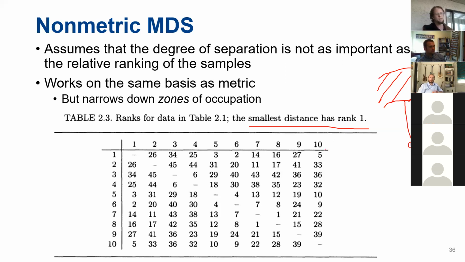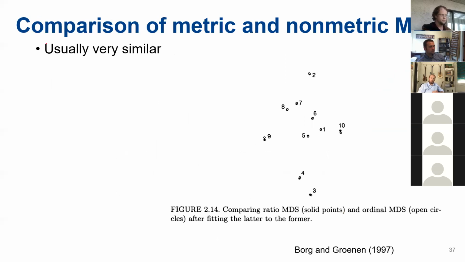And again, because this matrix is so data rich, even using these zones of occupation, it narrows it down to a pretty reasonable reproduction of that European map, as you'll see on the next slide here. So, comparison of metric and non-metric MDS: they're usually really similar. In this case, the metric MDS are the solid points, the non-metric MDS are the open points, and you can see they fall basically right on top of one another. And again, this is straight out of that textbook from '97.